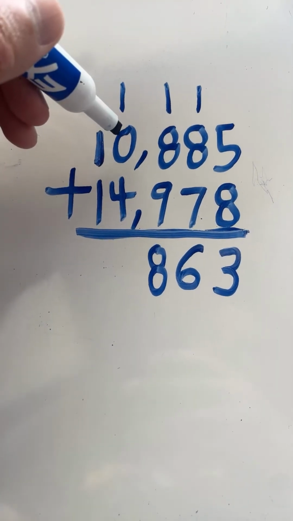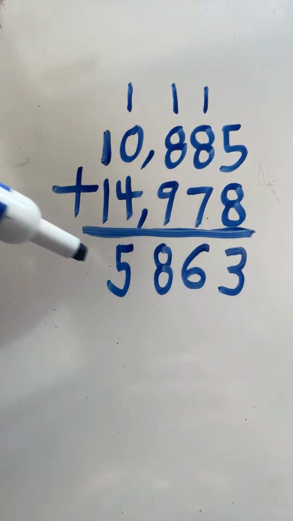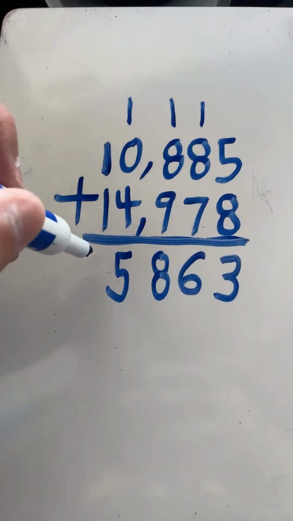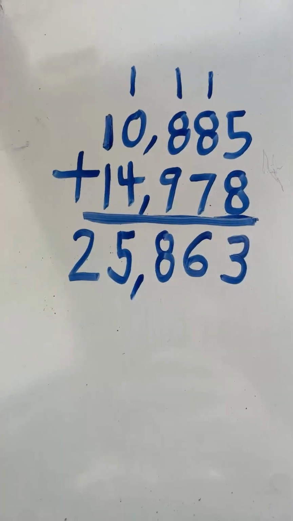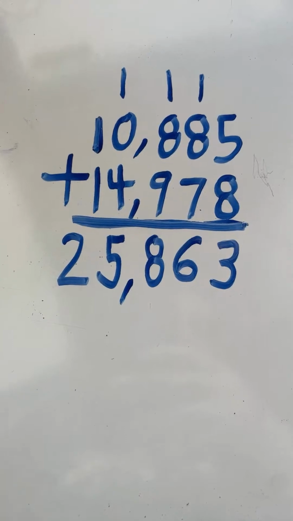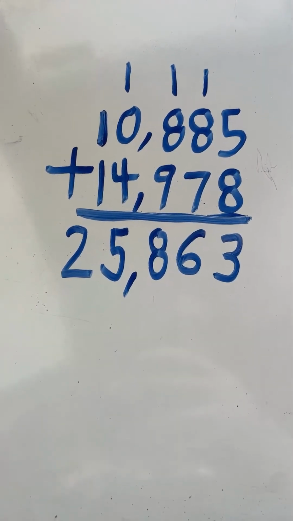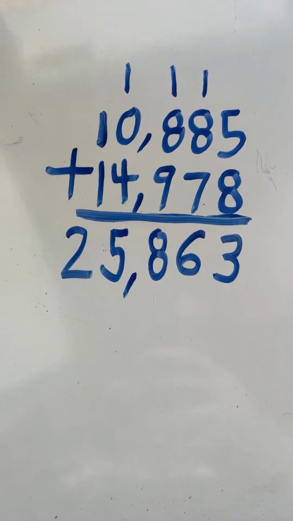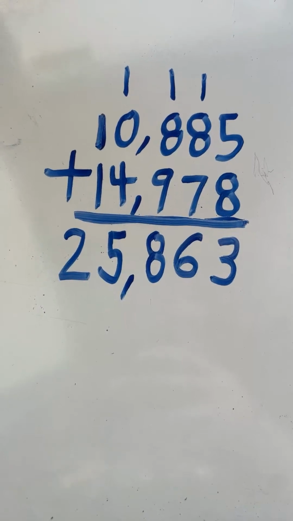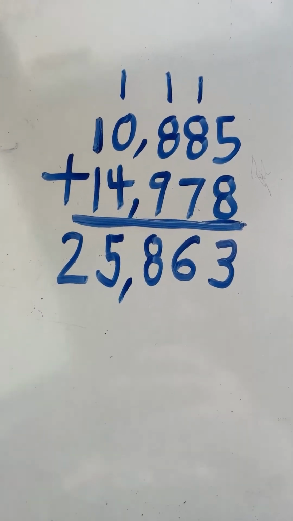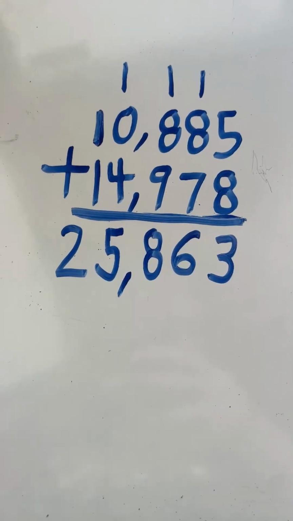1 plus 0 is 1. Plus 4 is 5. And 1 plus 1 is 2. And we have our final answer. 10,885 plus 14,978 equals 25,863.